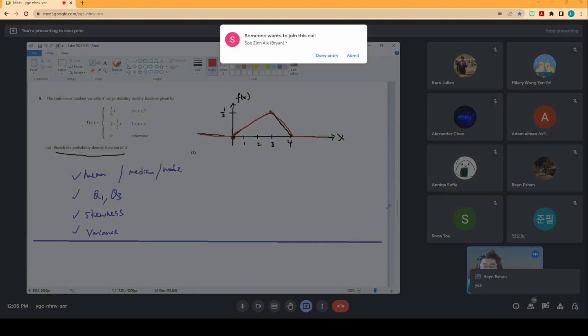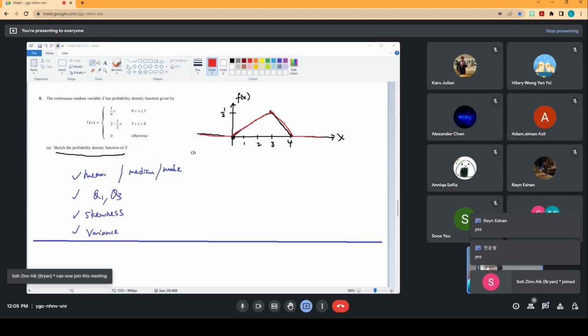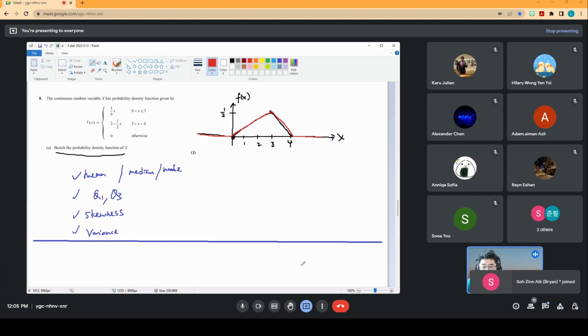Okay, so what? Tell me about the solutions of these questions. How do you solve this question? The expected value formula? Yeah, of course.